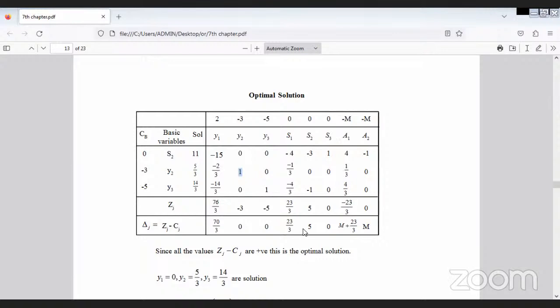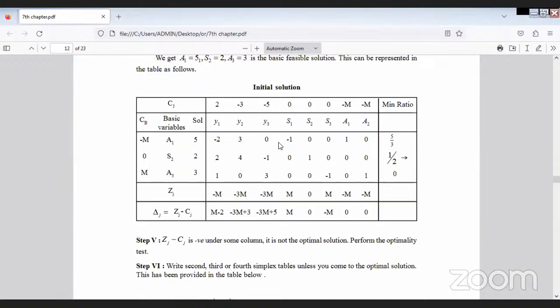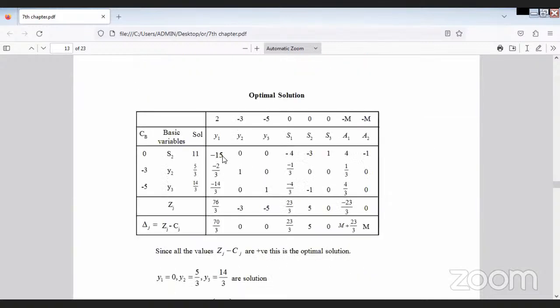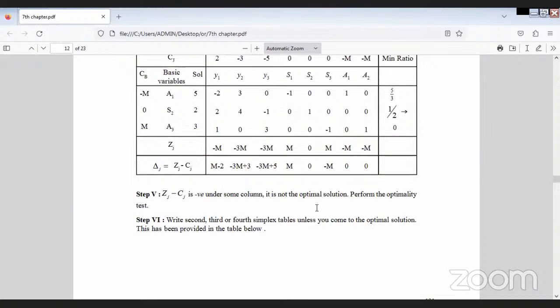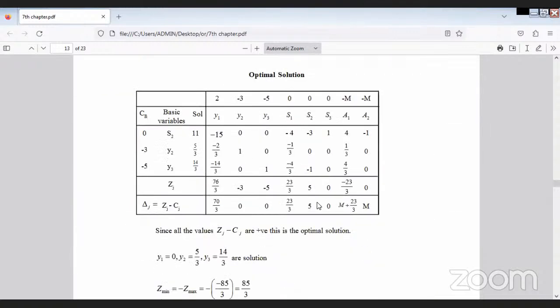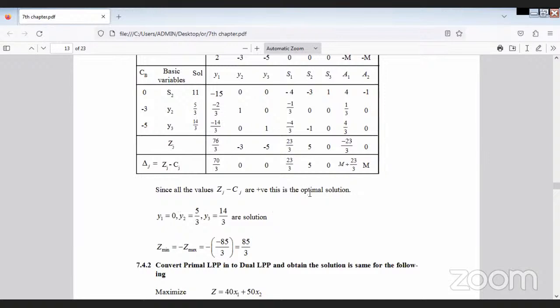Since all the values are positive here in y1, y2, so the optimal solution, why? Because we are taking only y1, y2, y3 as optimal solutions. Here y3 is a negative solution, and y1 also negative. Even though all the zj minus cj are positive here, y1, y2, y3 are negative solutions. Here zj minus cj is also negative. The zj minus cj are all positive, giving the optimal solutions here.